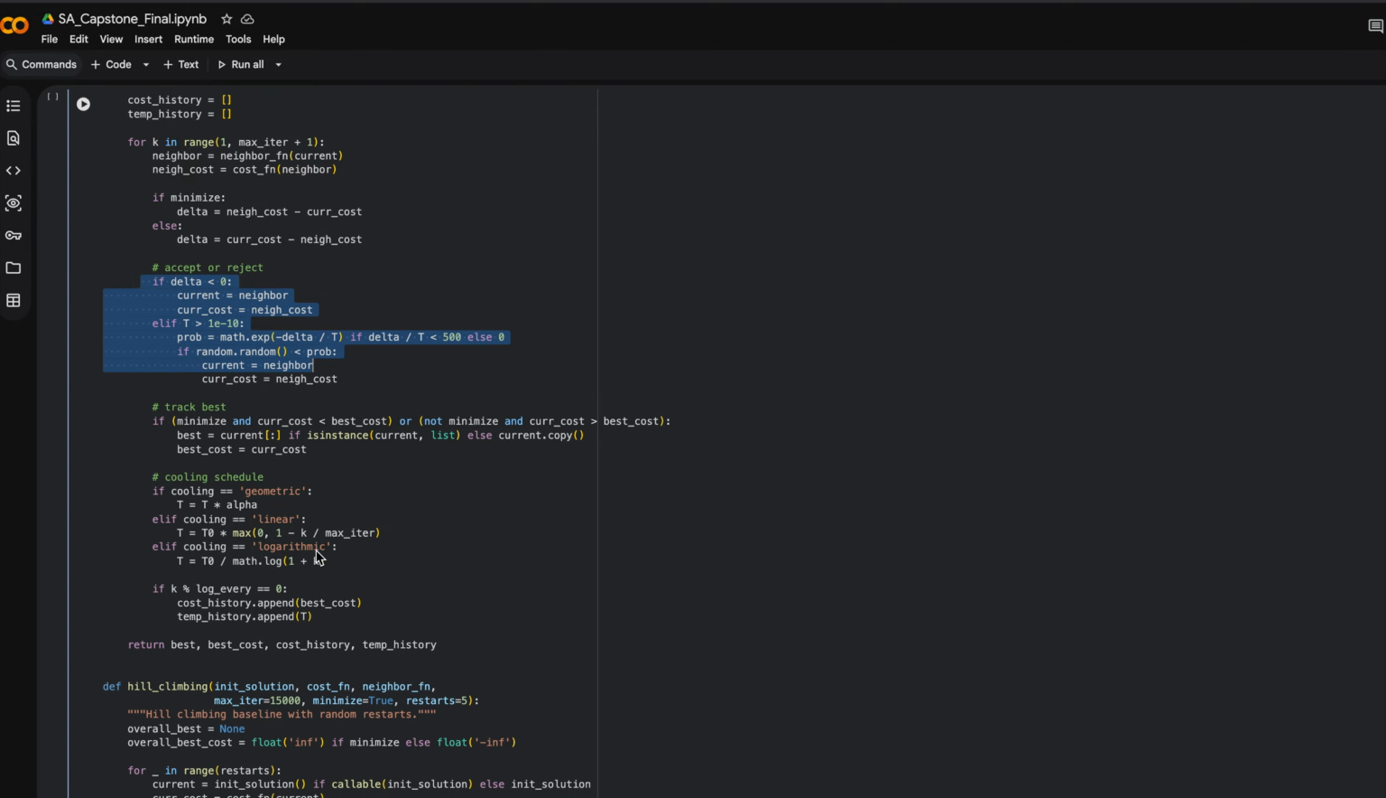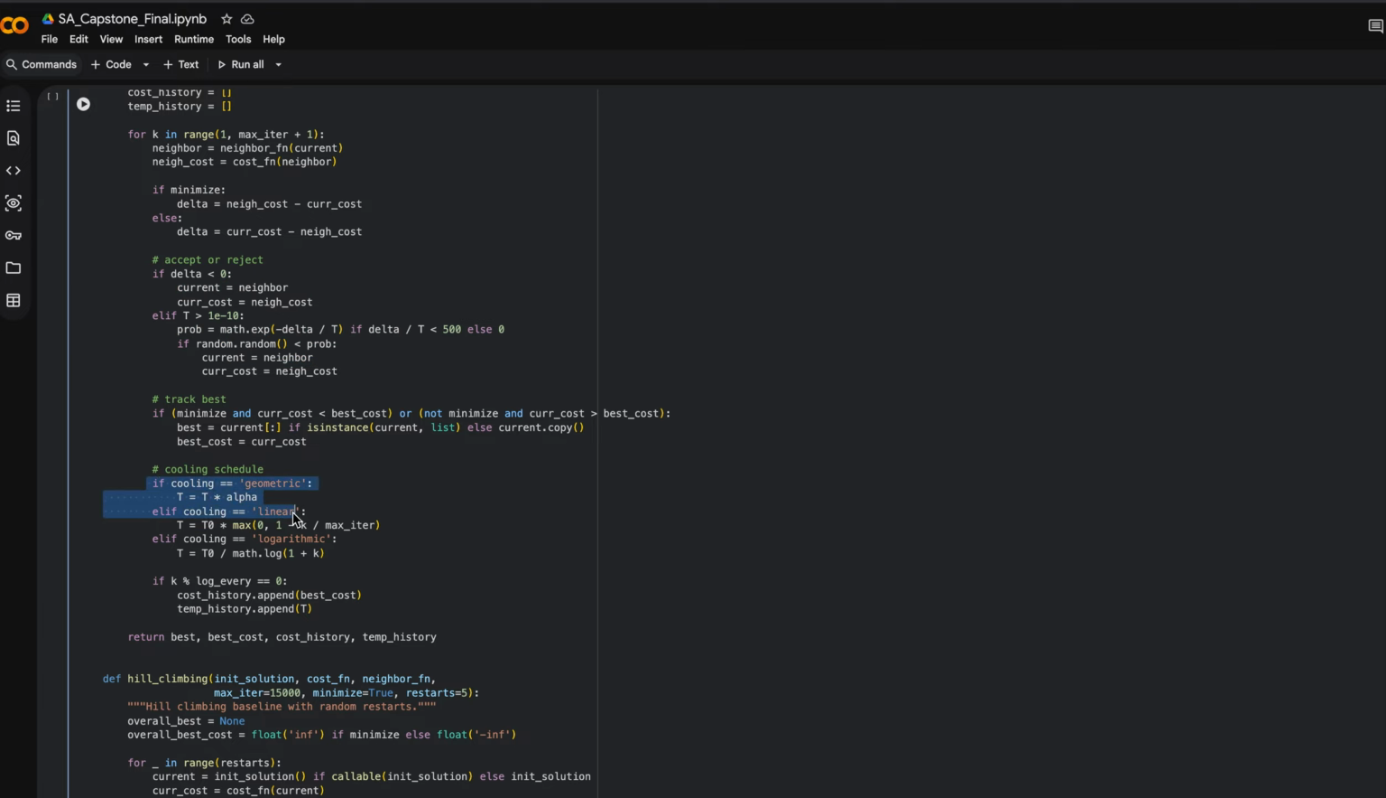Now let's go to the cooling over here. As you can see, there are three schedules. Geometric multiplies by alpha each step, a smooth exponential decay. Linear decreases at a constant rate. Log uses T0 over log(1 plus k).